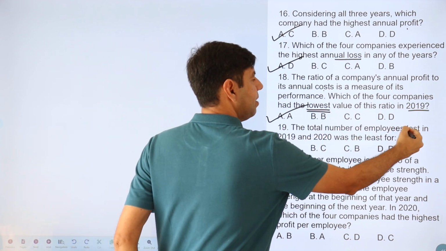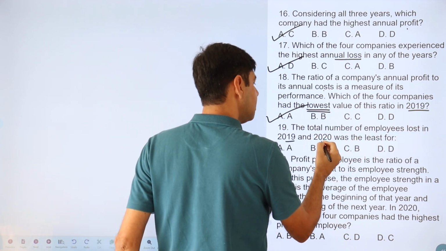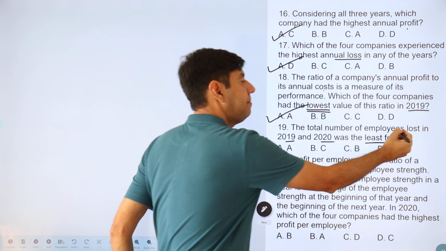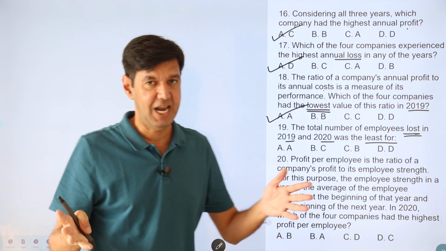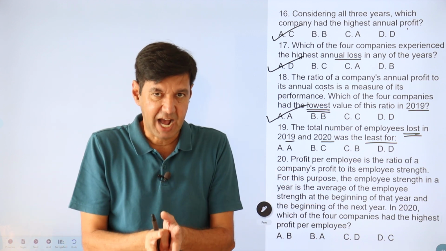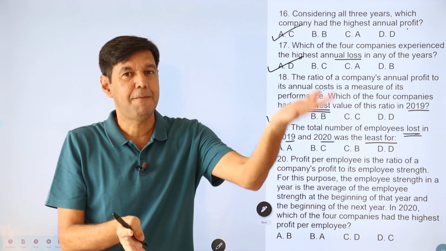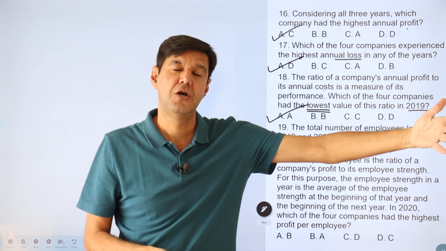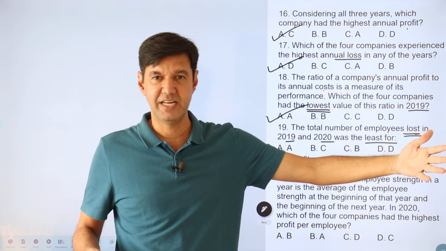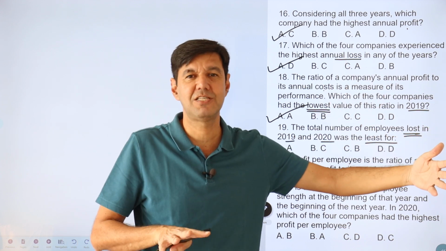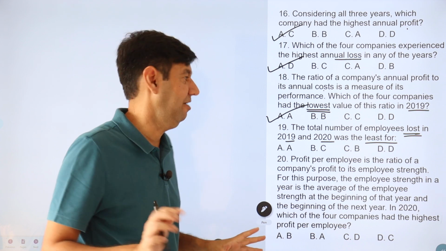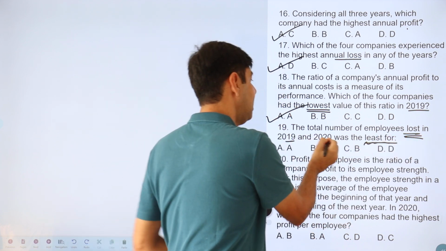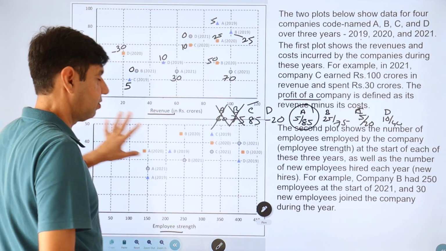The total number of employees lost in 2019 and 20 was least for. So how many people left the company? How can I find the number who left? I have some strength. Some people join in. I also know the final strength. So the difference between the final strength and the initial plus joinees will be those who left. And I want it to be least in 19 and 20. So that is about this.